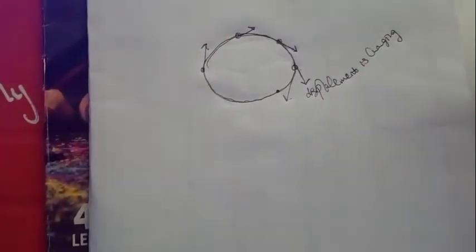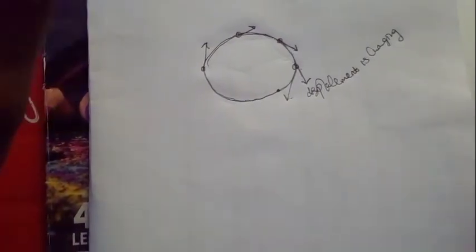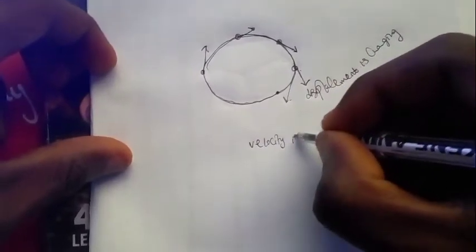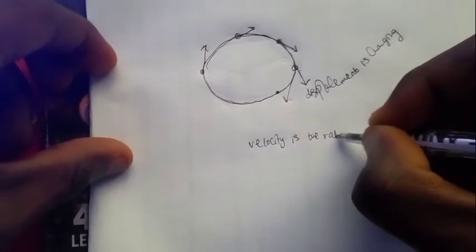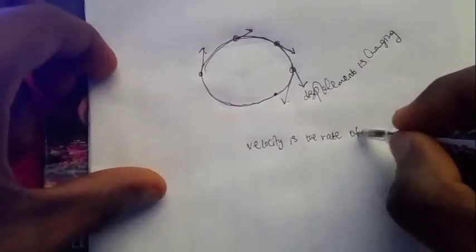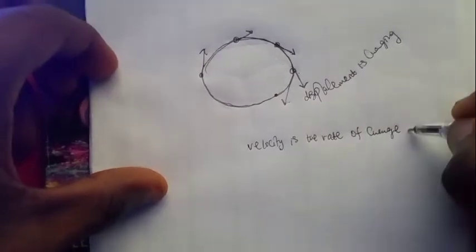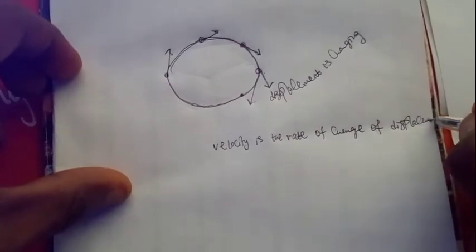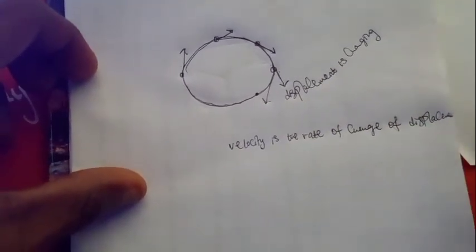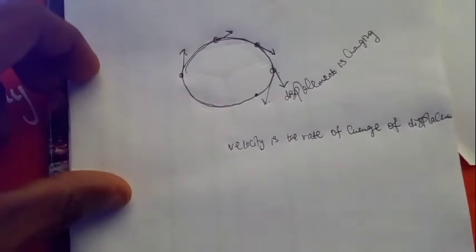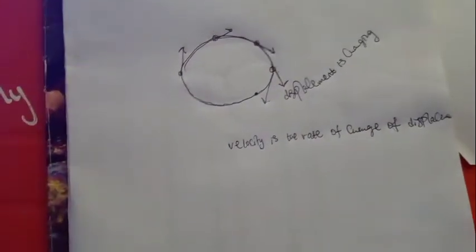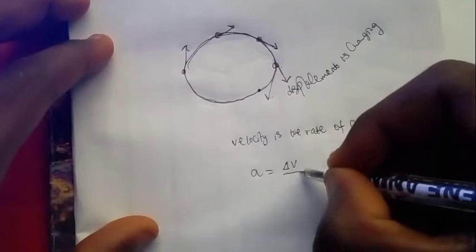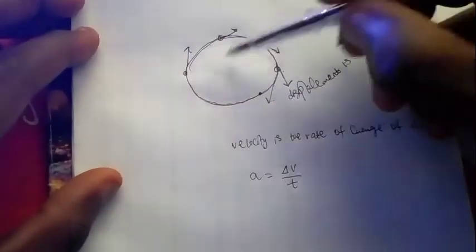Now, since the displacement has changed, the velocity will change because velocity is the rate of change of displacement. So when the velocity changes, the acceleration also will change because acceleration is the change in velocity. Are you getting it? But the speed will not change.